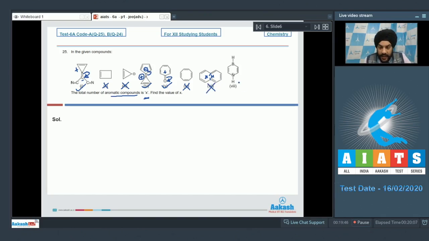If we talk about the last molecule, which is the 8th molecule, so we have a 6-membered ring. There is boron. Boron has vacant p orbitals, whereas nitrogen has lone pair of electrons. So this system is completely conjugated and it has 6 pi electrons in complete conjugation. So this also satisfies the Huckel's rule for aromaticity. So students, we have 4 molecules which are aromatic and the value of X has to be reported as 4. Let us look at the next question now.